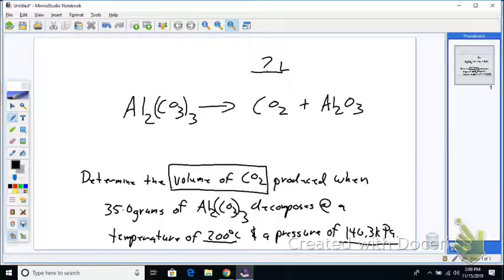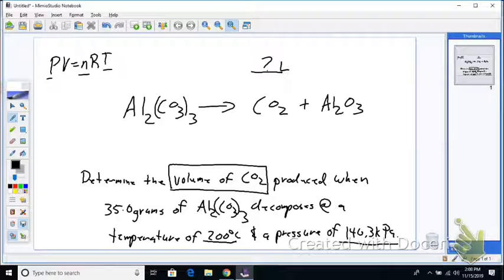what else do we need to know about CO2? What other quantity do we need to know about CO2 before we can find the volume? Do we need the moles? Yeah, you need the moles of it. So then ideal gas law says PV equals nRT. So we have the pressure, we have the temperature, but we can solve for the moles so that we can solve for the volume. And we solve for the moles doing a stoichiometric problem.